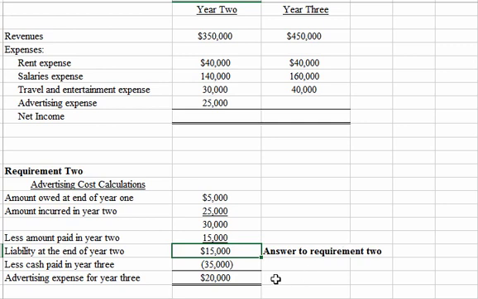Okay, then we know the balance owed to the advertising agency at the end of year 3 is 0. So this $35,000 paid to the advertising agency, $15,000 of that wiped out the debt owed at the end of year 2. The other $20,000 had to be the expense for year 3.